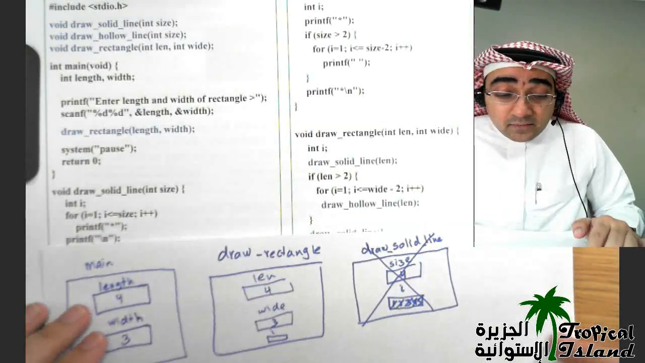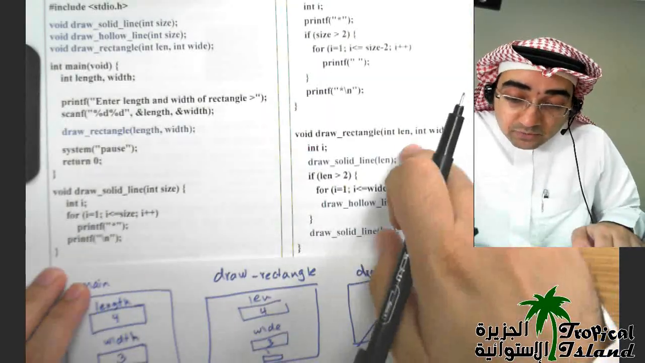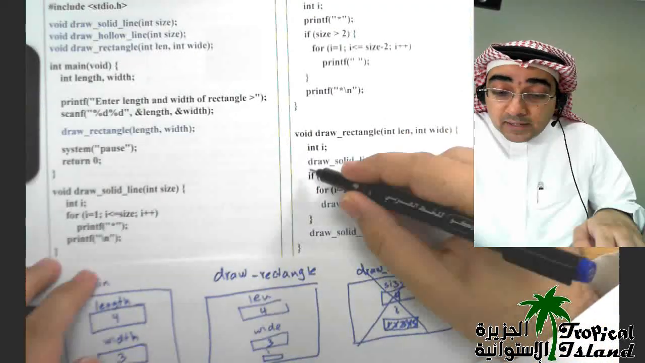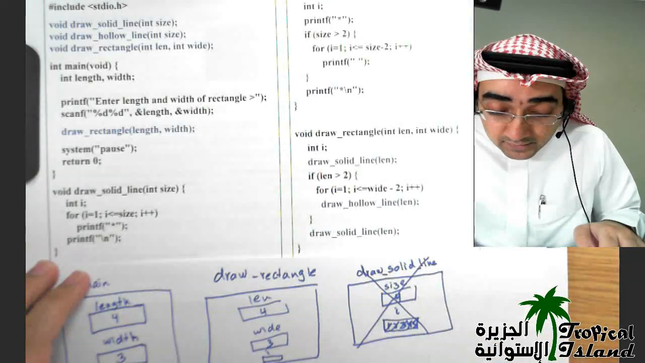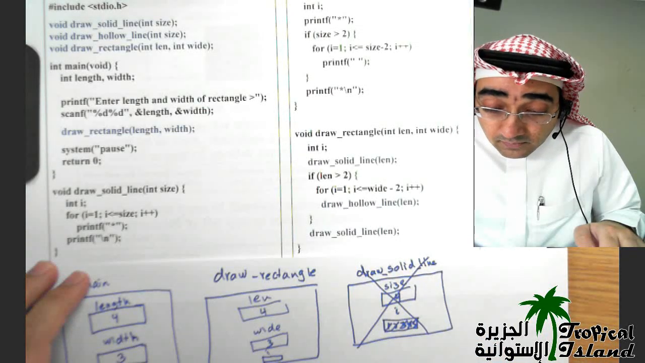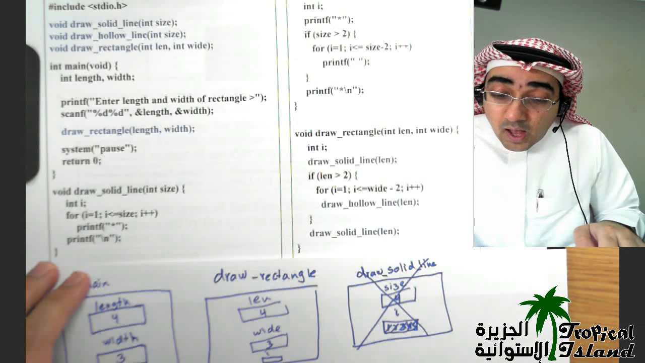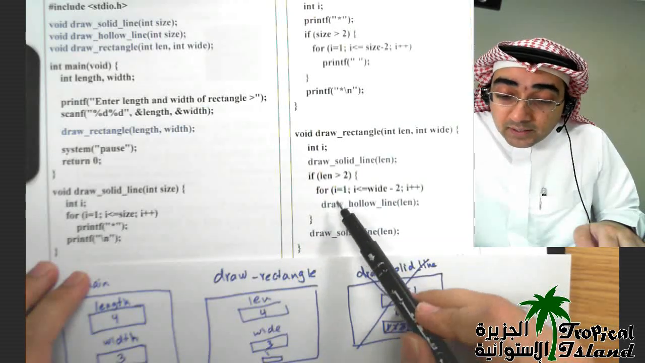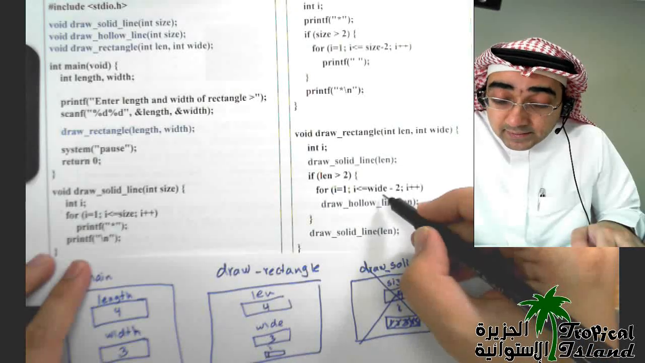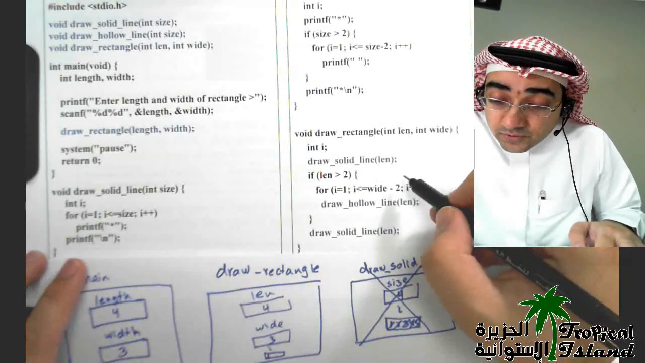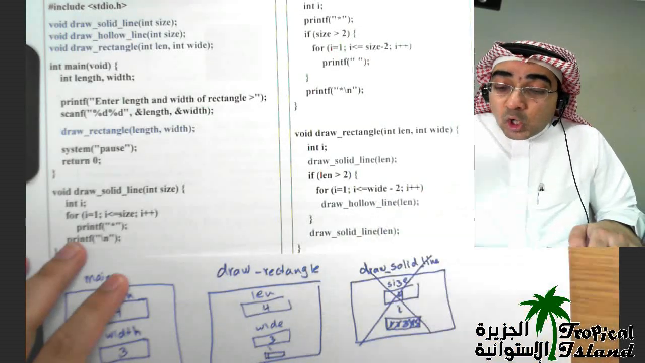Then when I finish this function, I have to go back to the function which called it. Which function called it? The draw rectangle function. I was here, I did this function, I go and continue, and I say if length is greater than 2. Is length greater than 2? So len is 4, yes, len is greater than 2. I am going to go over here and start for I equals 1, so my I is going to take the value of 1. Is I less than wide? Wide is 3. Yes, this is wide minus 2, 3 minus 2 is 1. Is it less than or equal? Yes, so I'm going to go and draw a hollow line.